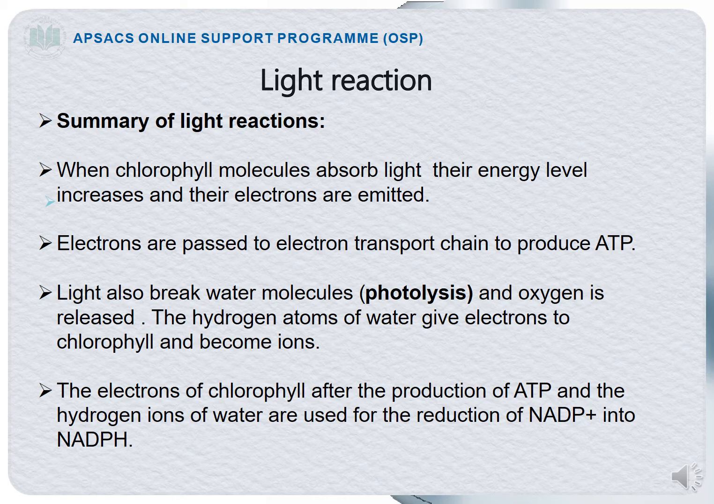Now, the hydrogen ions. From where did the hydrogen ions come? They came from the water. When a water molecule splits into hydrogen and oxygen, oxygen is released and hydrogen gives its electrons to the chlorophyll and becomes an ion. So that hydrogen ion of water will then help in the reduction of NADP to NADPH. Right now the hydrogen is being combined with the NADP, so it is now reduced to NADPH.